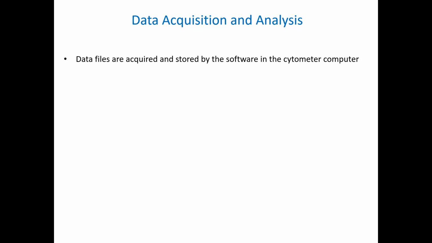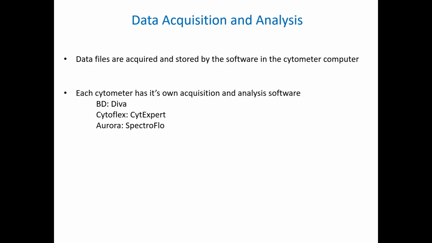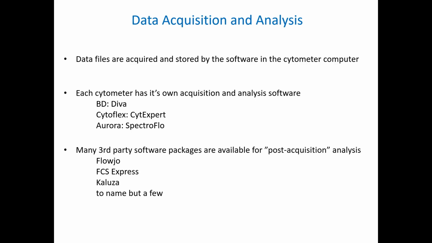Data files are acquired and stored by the software in the cytometer's computer. Each cytometer has its own acquisition and analysis software. For instance, BD has Diva, Cytoflex has the Site Expert, the Aurora has Spectral Flow. There are many third-party softwares available for post-acquisition analysis, such as FlowJo, FCS Express, Kaluza, and these are more commonly used for data analysis than the cytometer acquisition software.